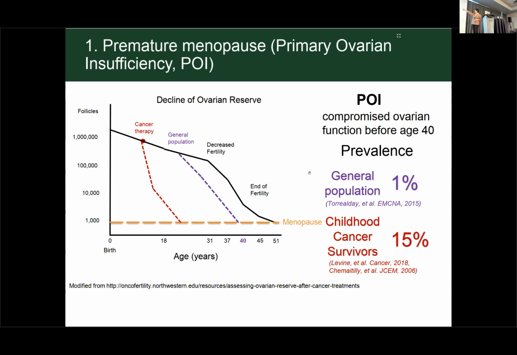This graph just shows the decline of ovarian reserve as a human female ages. When you hit a threshold of follicles, then you hit menopause. And certain cancer therapy can accelerate this decline.